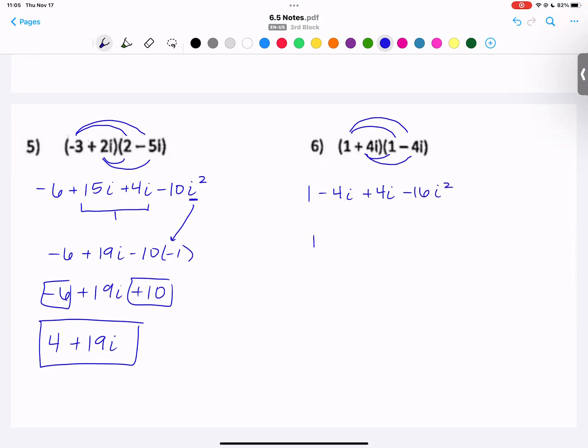So bring down our constant there in the front, our real number, excuse me. Now negative 4i plus 4i cancels out to 0i. And we have minus 16 times negative 1. So we have 1 plus 16, which is 17. And that's it. Tomorrow we're going to be talking about division with complex numbers.